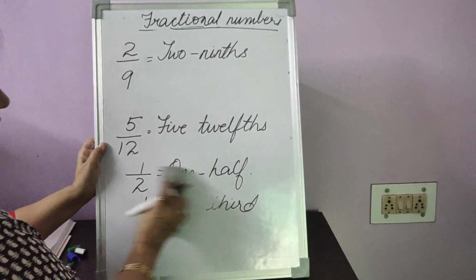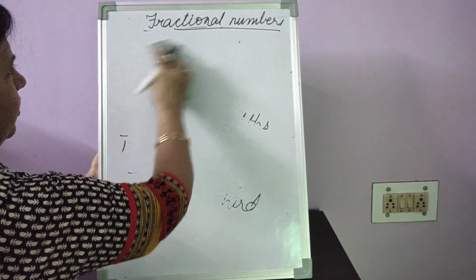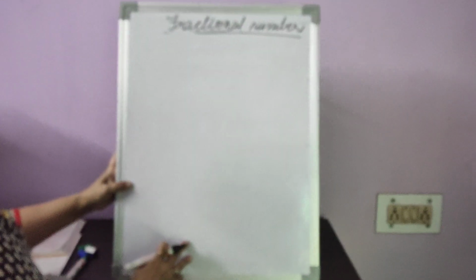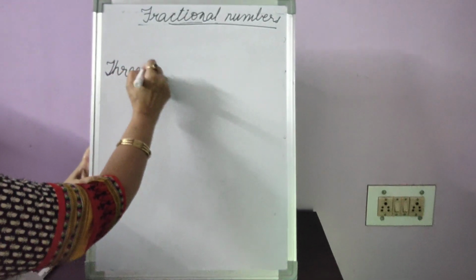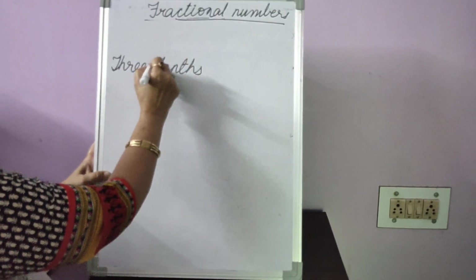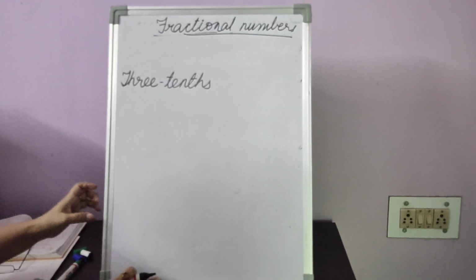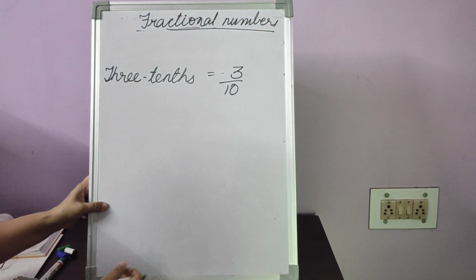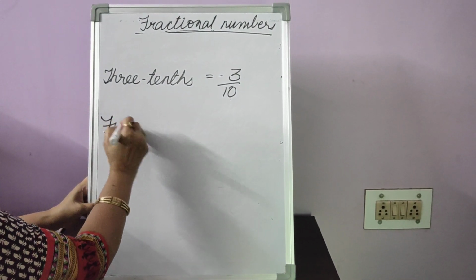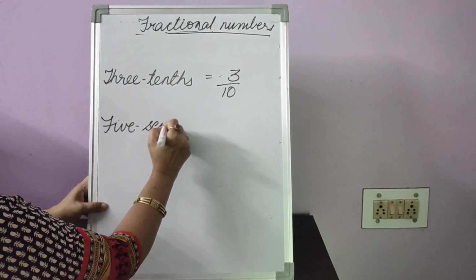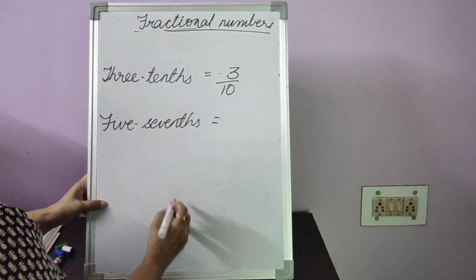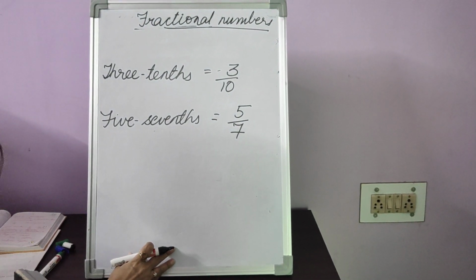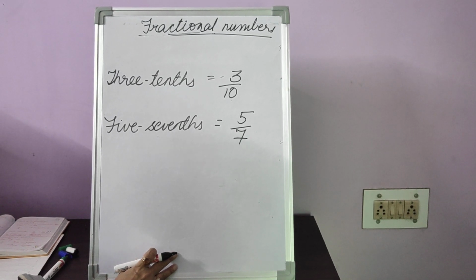Now in the same way, when the fractional number is given to you and you have to write the fraction, again very easy, the opposite way around. Suppose it is 3-tenths. This is the fractional number given. You have to write the fraction for it. What will be the fraction? 3 upon 10. Very easy. If it is 5-sevenths, what will be the fraction? 5 upon 7.